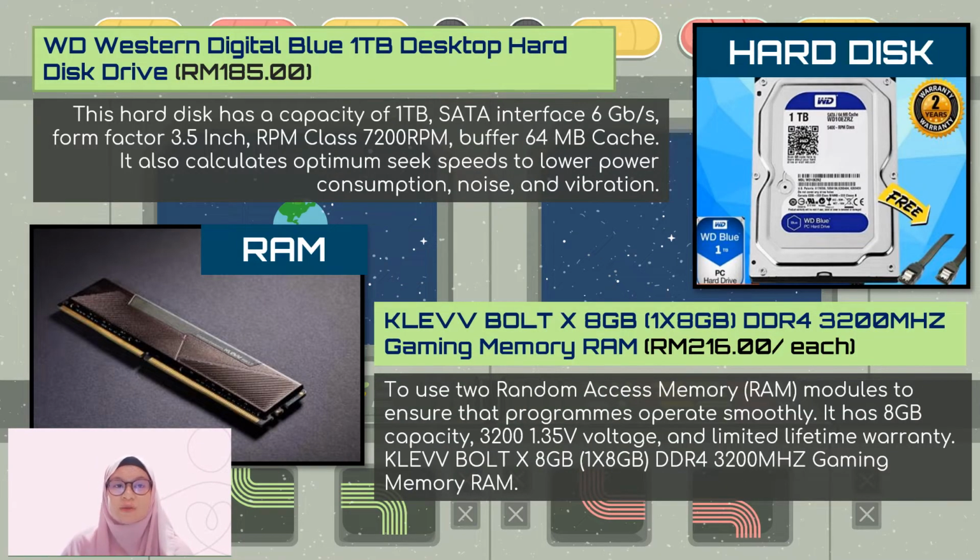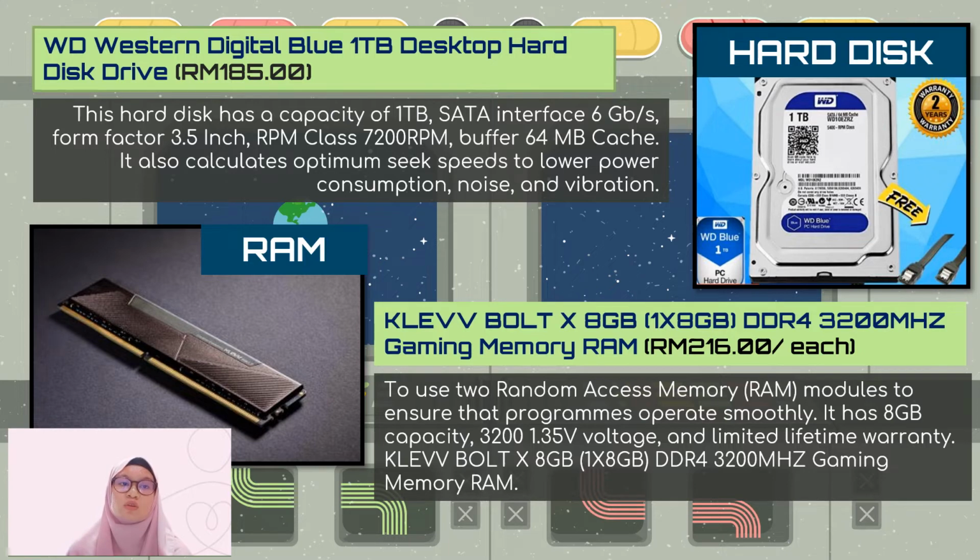Let's now turn to the hard disk. We use WD Western Digital Blue 1TB desktop hard disk drive 3.5. The price is RM185. This hard disk has a capacity of 1TB, Serial ATA interface 6GB, form factor 3.5 inch, rotation speed class 7200 revolutions per minute, and a buffer of 64MB cache. It calculates optimum speed to lower power consumption, noise and vibration.